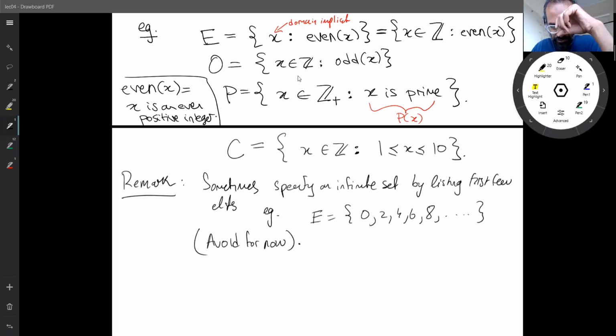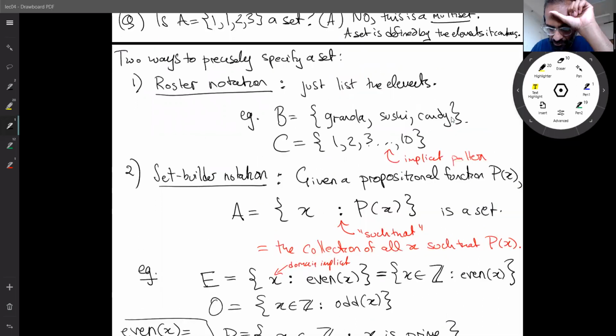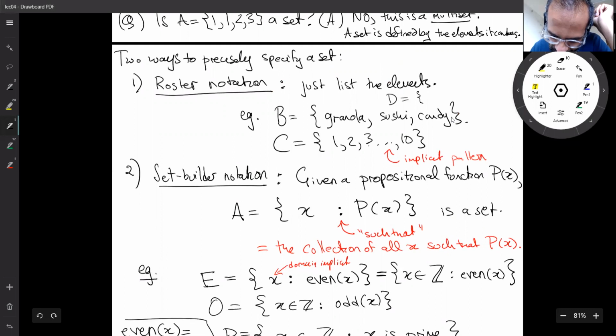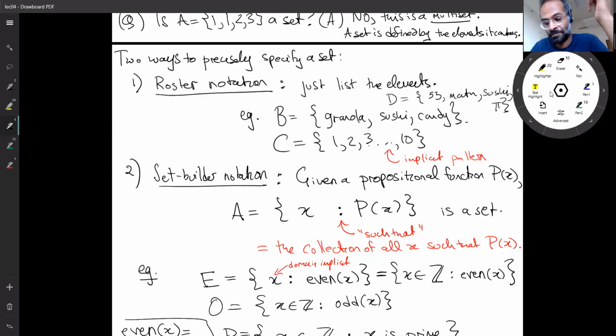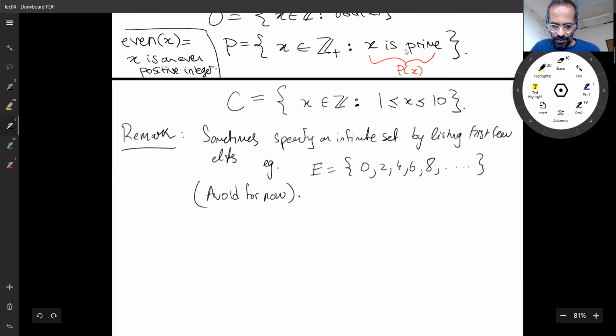Any other question? For roster notation, do all of the elements have to be of the same type? So you're asking, do the elements have to be of the same type? No, in fact, we haven't defined type, right? So you could consider this set D, which is 55, math, I don't know, sushi, whatever, pi. You can put whatever you want. There's no constraint on the type as of now. It's just a collection of objects. The key is you should be able to tell whether something is an element of it or not.